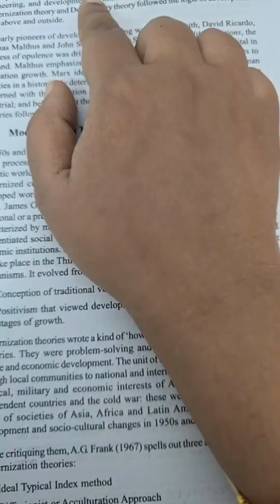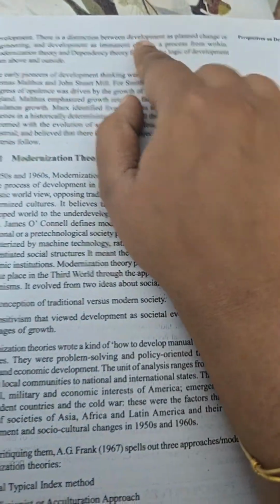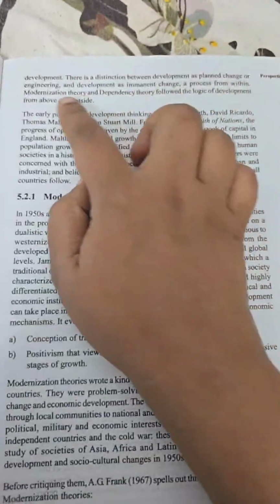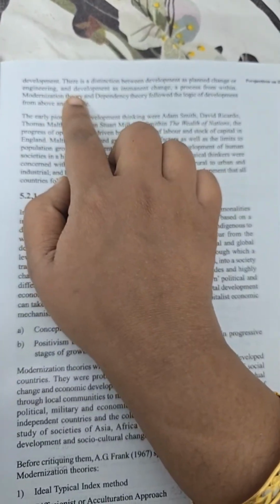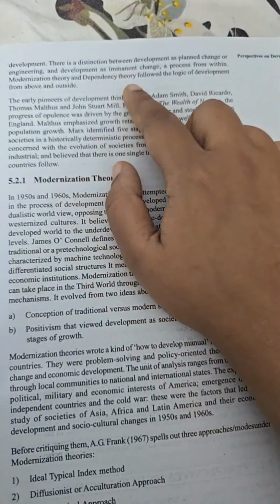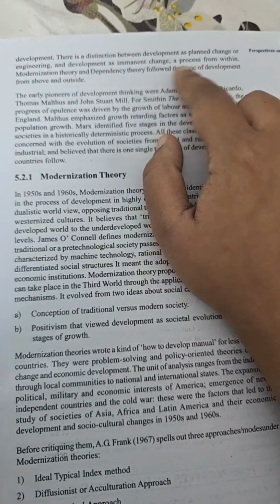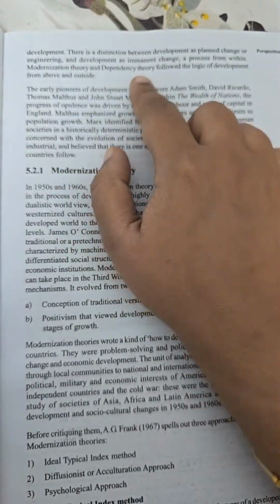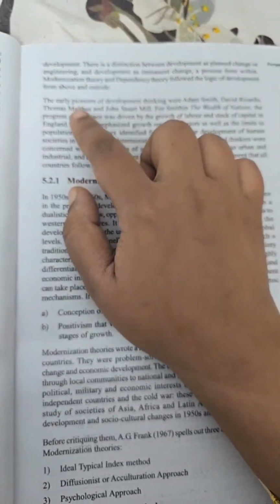There is a distinction between development and planned change or engineering, and development emanates as a process of change from within. Modernization theory and dependency theory follow the logic of development from above and outside.